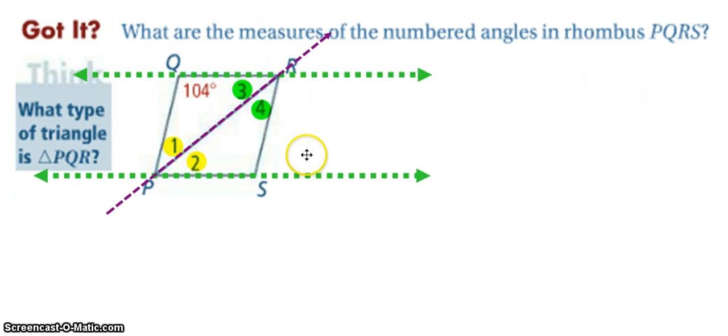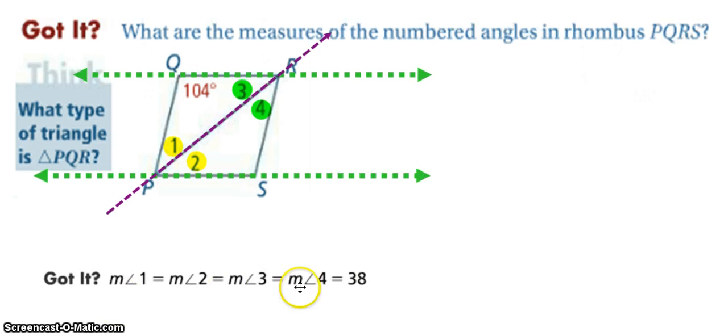So I know that they're all actually equal to each other, and therefore all of their angles must be the same thing, which ends up being 38 when you do the math, because I could do angle 1 plus angle 3 plus 104 equals 180, and then I could solve from there.